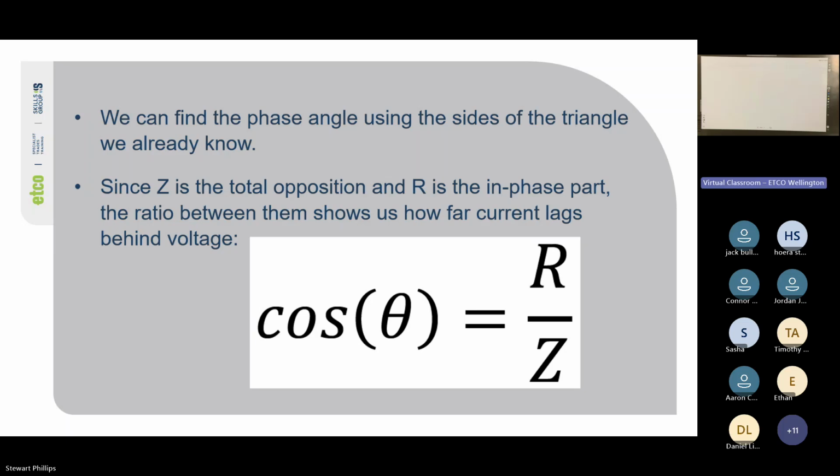So the bigger the resistance compared to impedance, the closer current and voltage are to being in phase. The bigger the reactance, the smaller R over Z becomes, and the further the current lags. So cosine of theta. When we divide R by Z and we use cosine of that number, we get the angle.